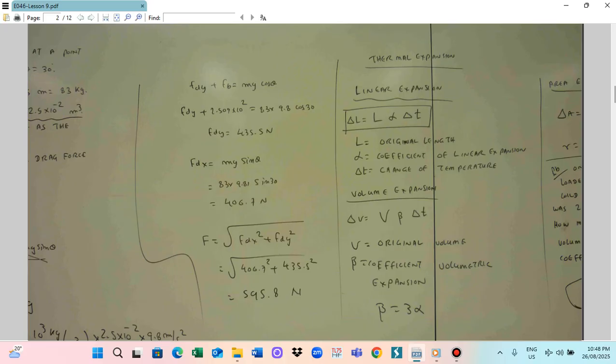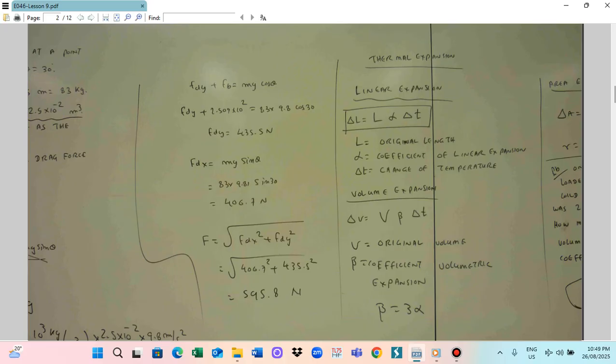So here we can calculate the FDY. FDY plus FD, we can calculate as 2.509 into 10 power 2. The mass, as you saw, is 83, g is 9.8, and cos theta is cos 30. So from here you can calculate the FDY. FDY calculated is 435.5 Newton. So FDY you can calculate.